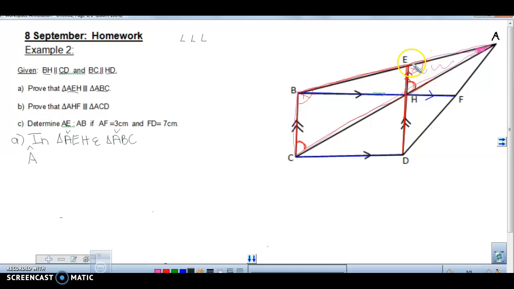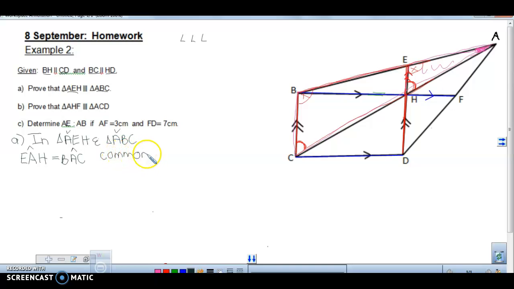But it's not just angle A, because angle A is that whole angle, it's just that part. So it's going to be EAH. Let's write it properly. Angle EAH will be equal in size to angle BAC. And the reason is that they are common in both. So that is an easy one.